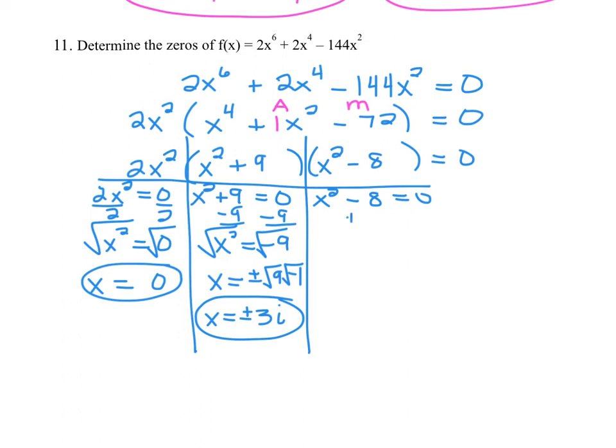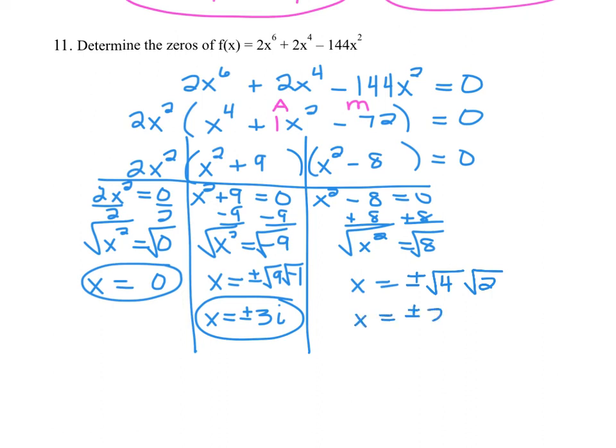And then finally over here, we're going to add 8 to both sides of the equation, which leaves us with x squared equals 8. And then when we take the square root, we get x equals, and don't forget the plus and minus, because the square tells us we could have 2 answers. Now, radical 8 isn't a perfect square, so I'm going to break that up into radical 4 times radical 2. And since the square root of 4 is 2, it leaves us with plus and minus 2 radical 2.